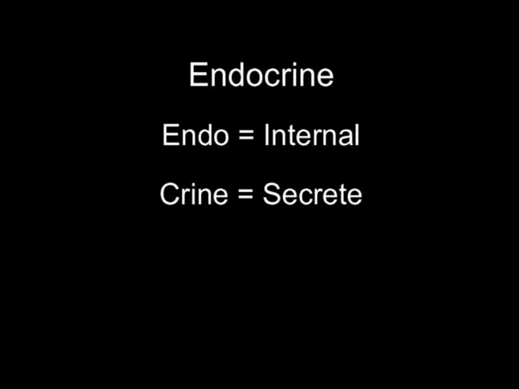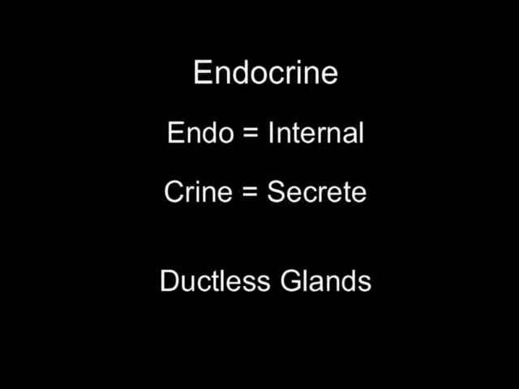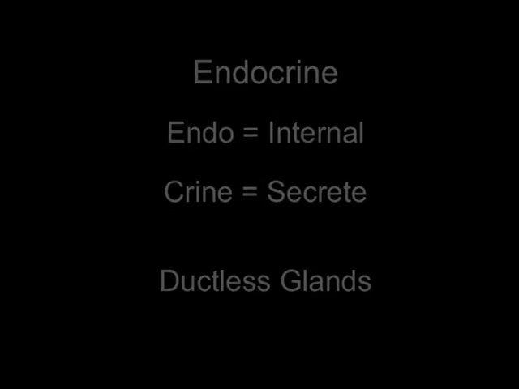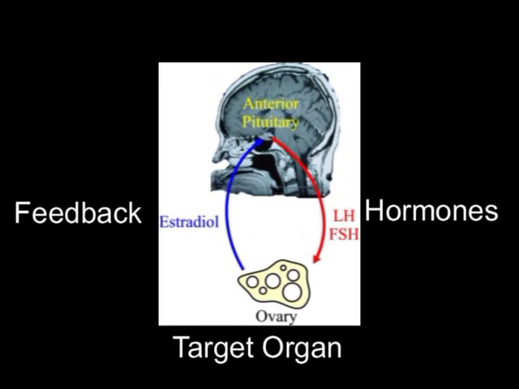Endo means internal. Crine means secrete. The endocrine glands are glands of internal secretion rather than external as seen with the sweat glands or digestive glands. This internal secretion results from the fact that these glands have no ducts, thus they are often referred to as the ductless glands. The secretions produced by the endocrine glands are called hormones. Hormones are carried by the bloodstream to specific organs or tissues, which are then called target organs. The activity of the target organ, in turn, affects the activity of the endocrine organ. Thus, it is a reverse or feedback mechanism.